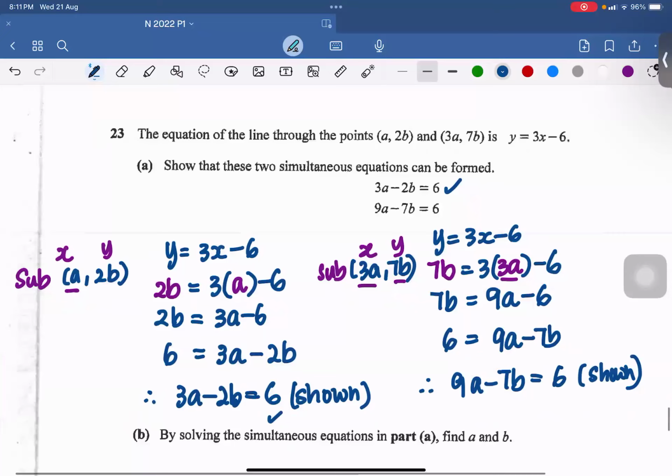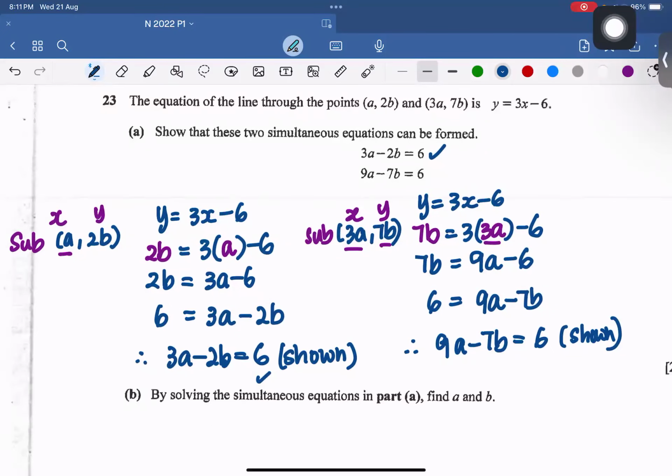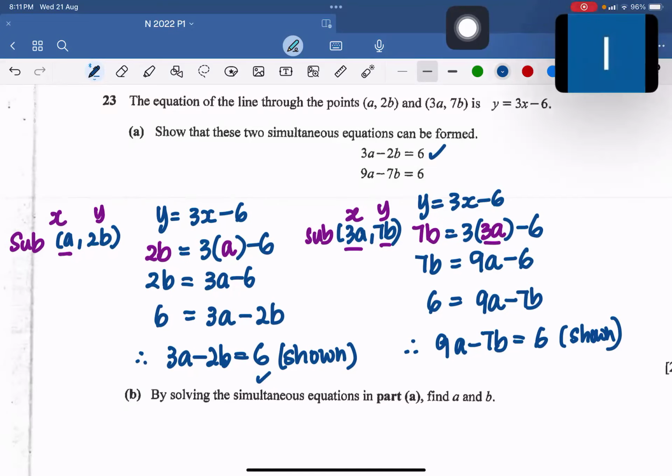Okay, are y'all okay with this concept so far? Can understand? Okay, y'all can give me a thumbs up or something so that I can see. Okay, good.